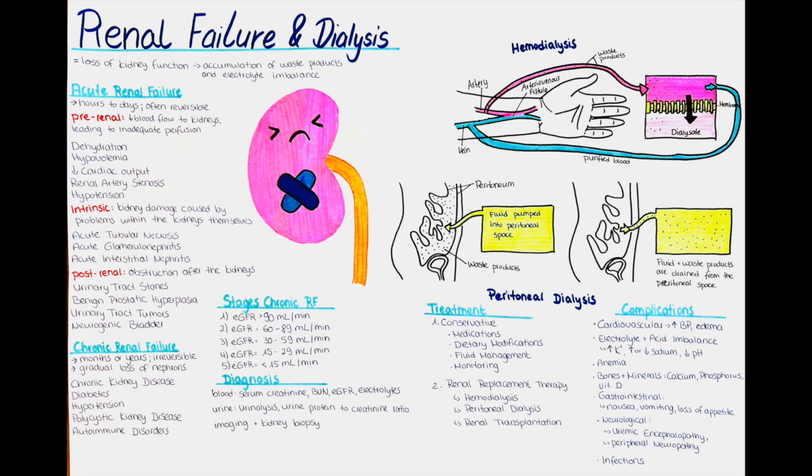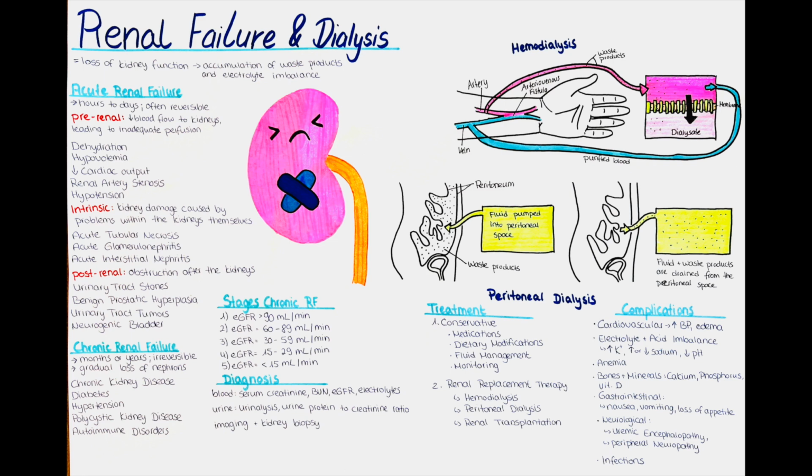Also, acute interstitial nephritis can lead to renal failure. Interstitial nephritis involves inflammation of the renal interstitium, so the tissue surrounding the tubules and blood vessels. It can be caused by medications such as certain antibiotics, non-steroidal anti-inflammatory drugs, infections, or autoimmune diseases resulting in renal dysfunction. And lastly, post-renal acute renal failure.